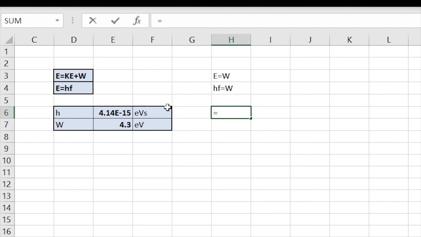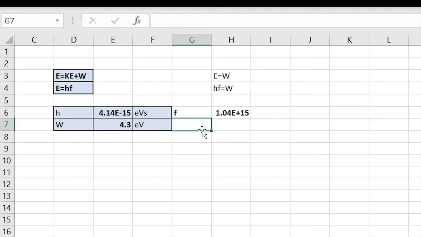So our work is 4.3, and we're dividing by Planck's constant, which in electron volt seconds is 4.14 times 10 to the minus 15. And so our answer for frequency is right here, 1.04 times 10 to the 15th.